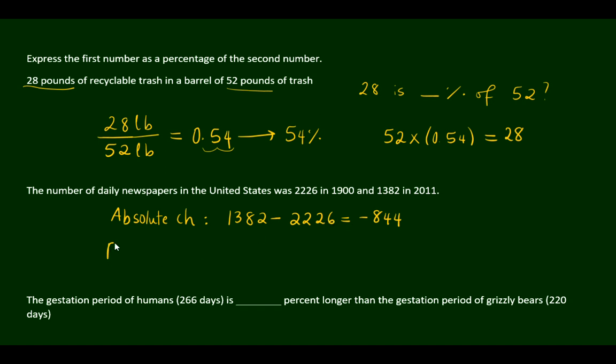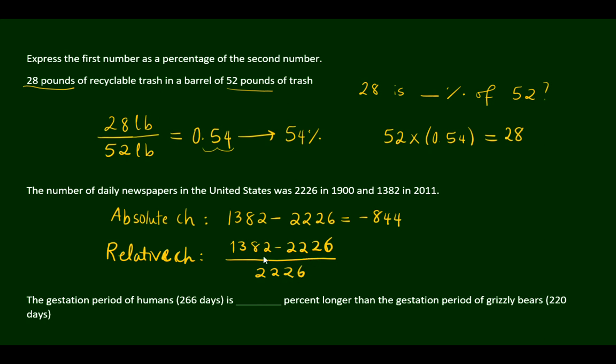Now the relative change: you try to figure out that change, but you compare it with the first number, with the actual initial value. So it increased or decreased. If the absolute change is negative, that means it decreases. How can you find this? You look at the change. It's 1,382 minus 2,226, and then you divide this by the actual value that you compared with, which is 2,226. That's the initial value.